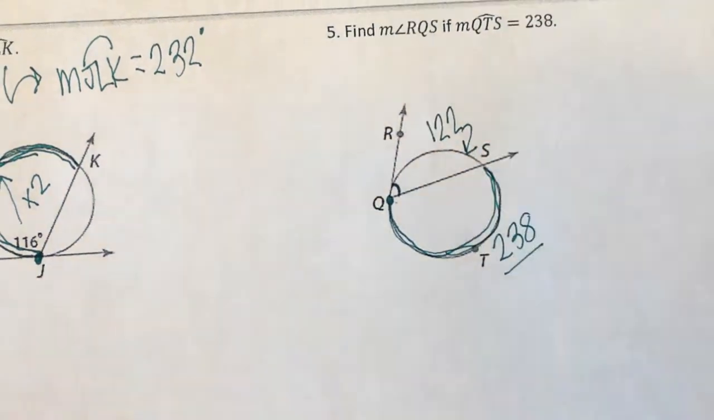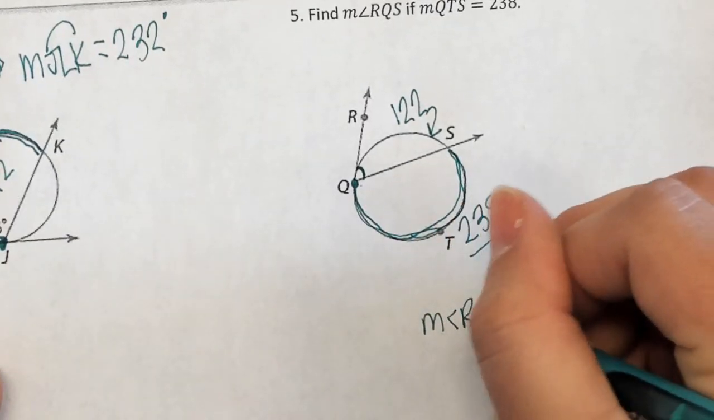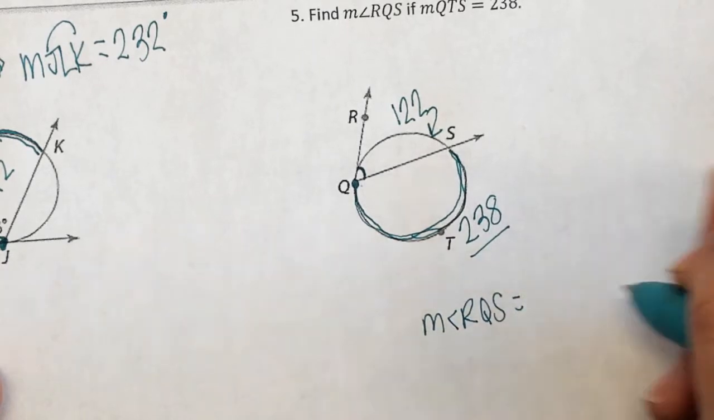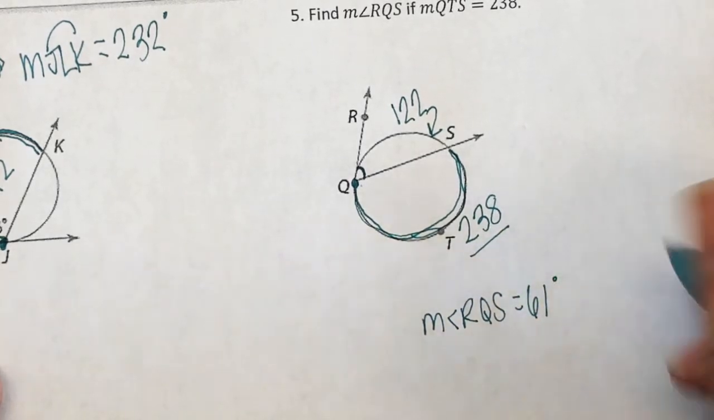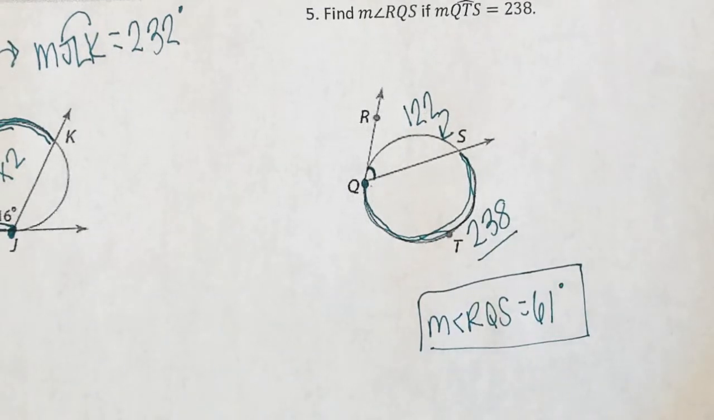So what do you have to do to find the angle? Divide by 2. So the measure of angle RQS is going to be half of that. You multiply? Well, we divided because it's the arc. If you have the arc, to find the angle, you divide.